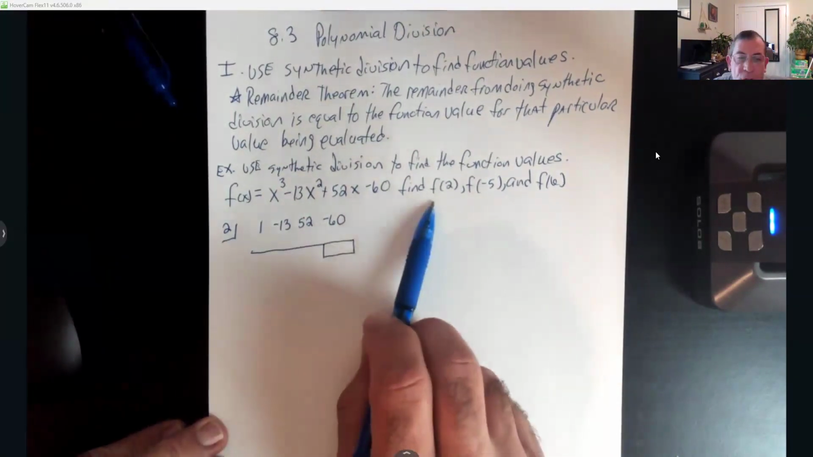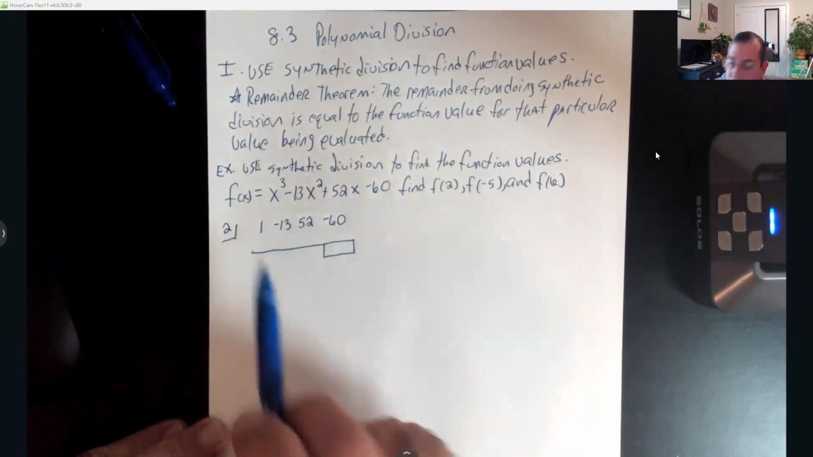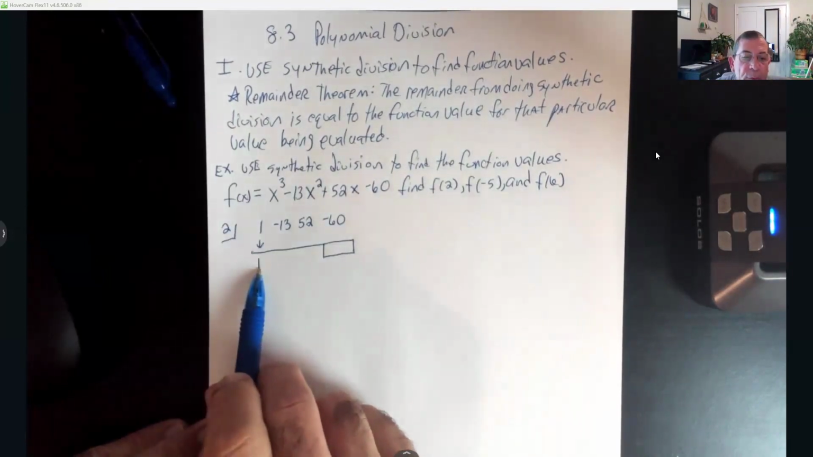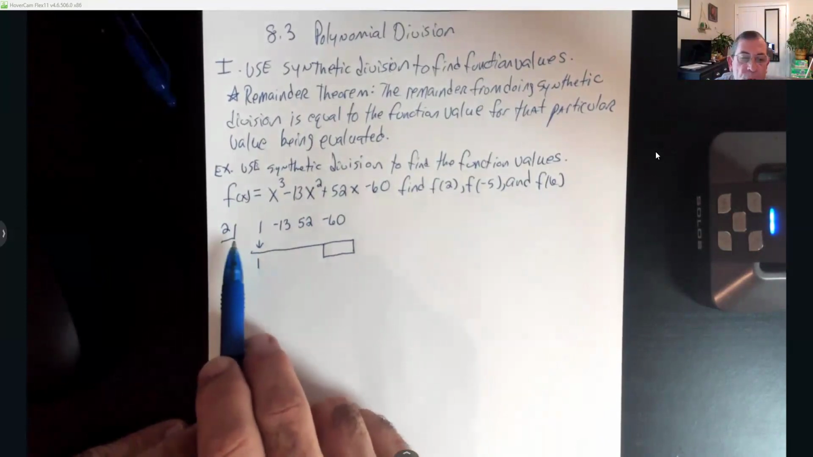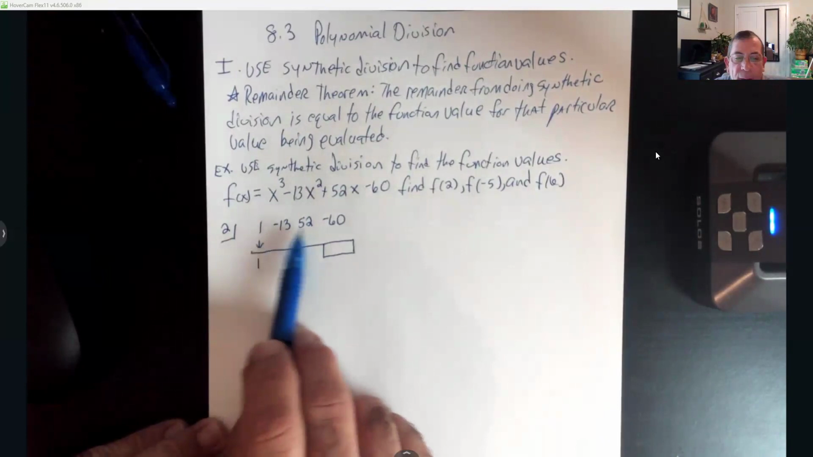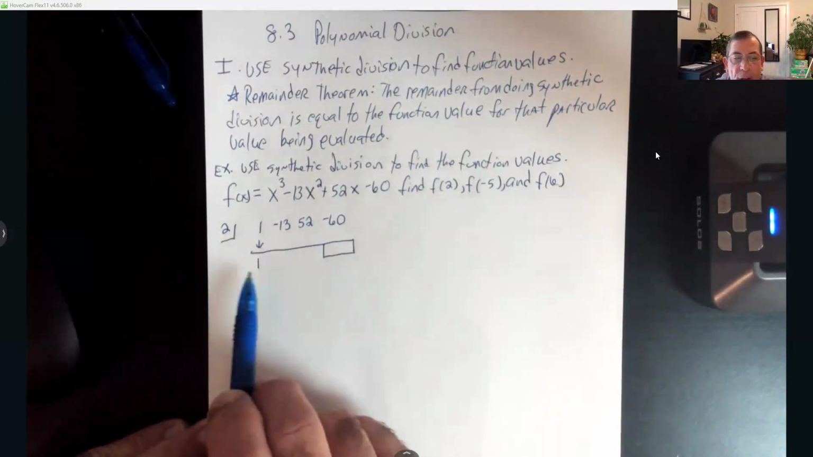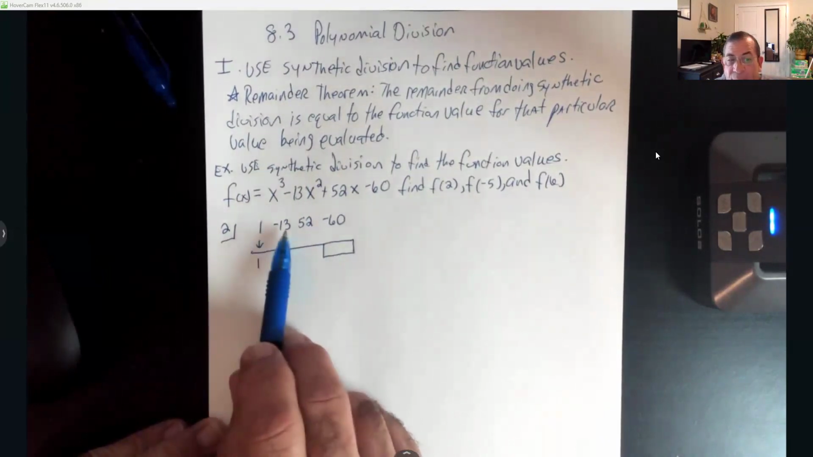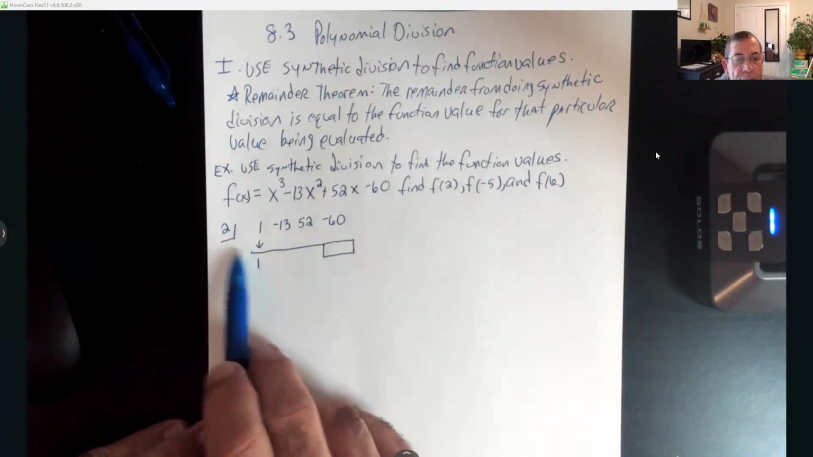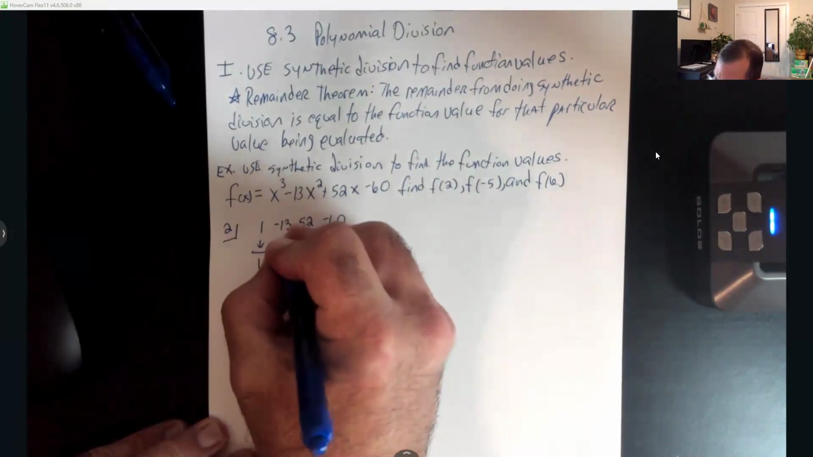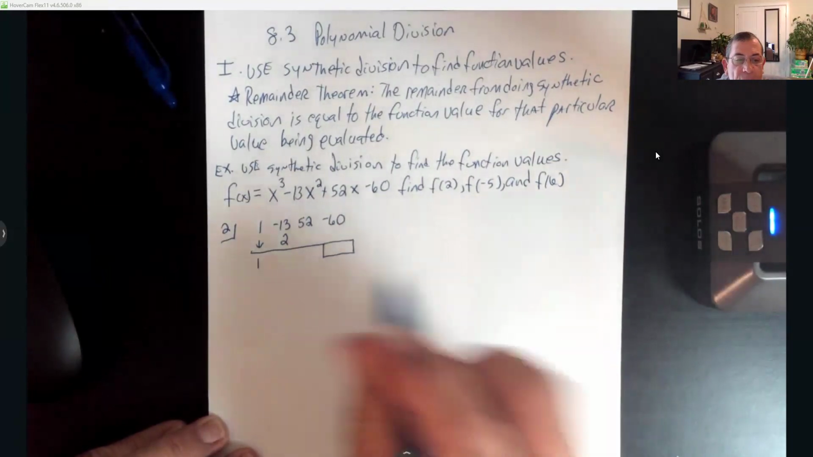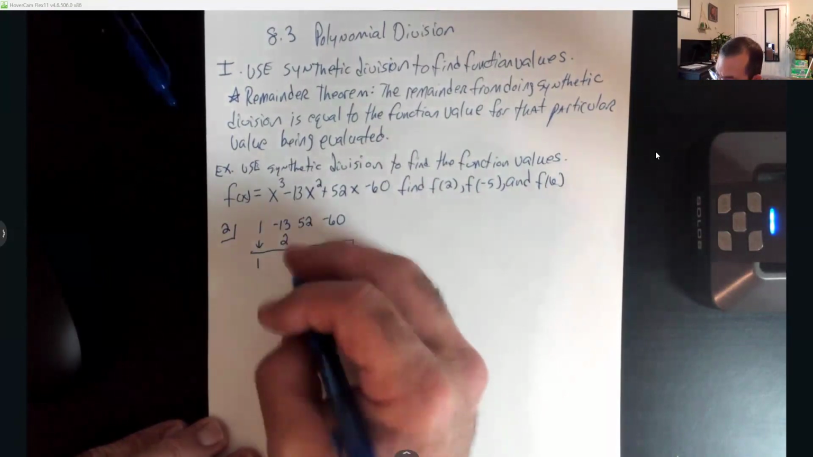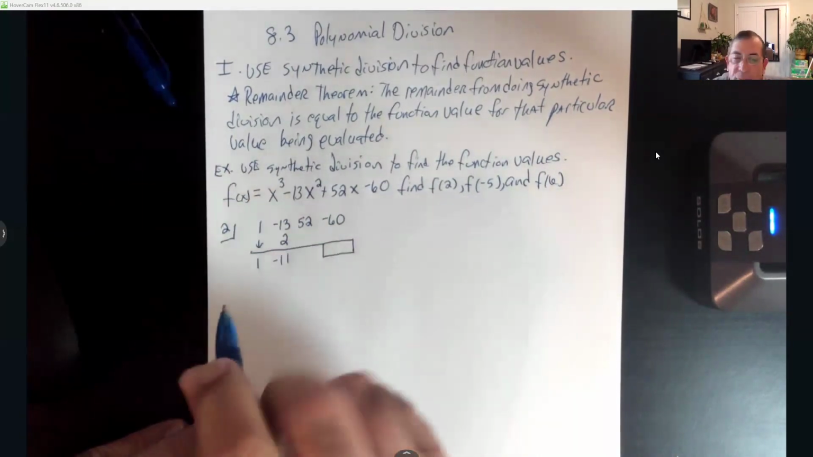All right, so let's knock out f of 2 real quick. So y'all remember, the first number, you always bring the first number down below the line. And then we're just going to start multiplying, adding, and repeating until we get done. So any number below the line gets multiplied by our C and put into the next column. So 1 times 2 is 2. So we're going to put the 2 into the next column. Then we're going to add that column. Negative 13 and 2 give me a negative 11.